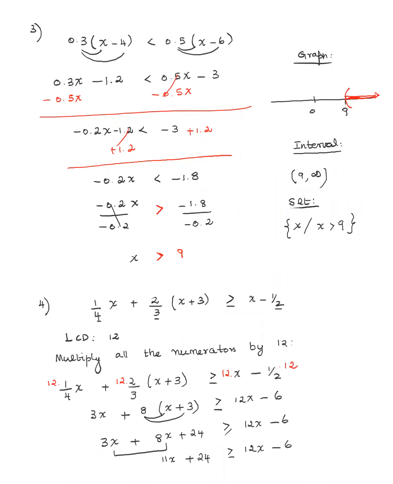So I'm going to rewrite 11x plus 24 is greater than or equal to 12x minus 6. Now subtract 12x both sides, collecting the like terms here. So we get negative x plus 24 is greater than or equal to negative 6.